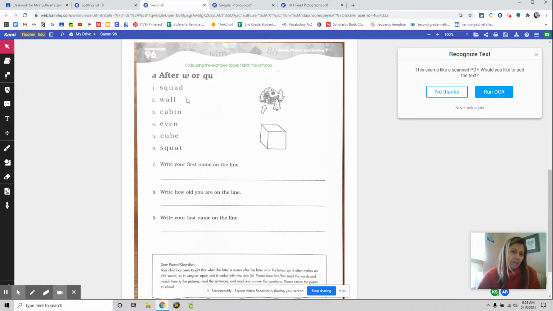And then on this second page, you are going to code this page. As you can see, this A is following QU. So what does that A need on top? You got it, 2 dots at the top. All right, so code all of these words and answer these questions at the top.